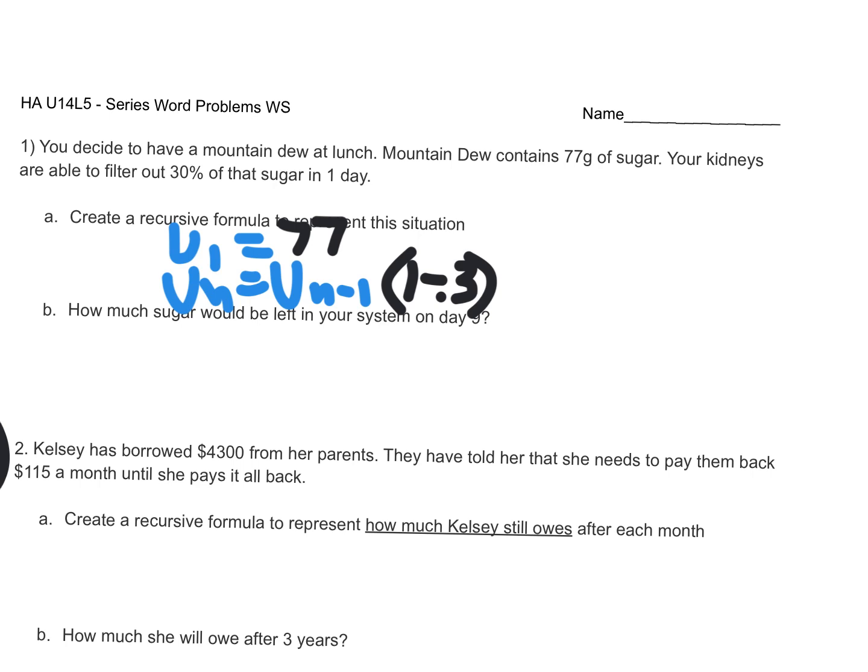And I started with 77. All you really need is what did you start with and what did you multiply or add or subtract, and it goes in there. Okay.